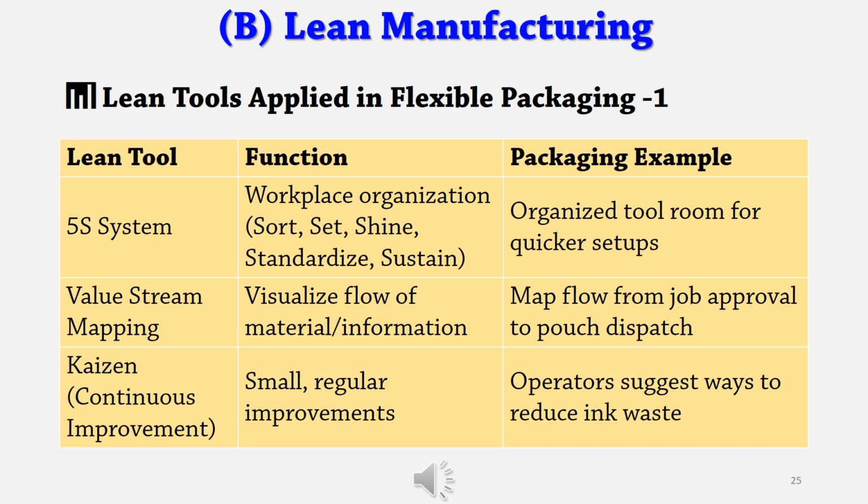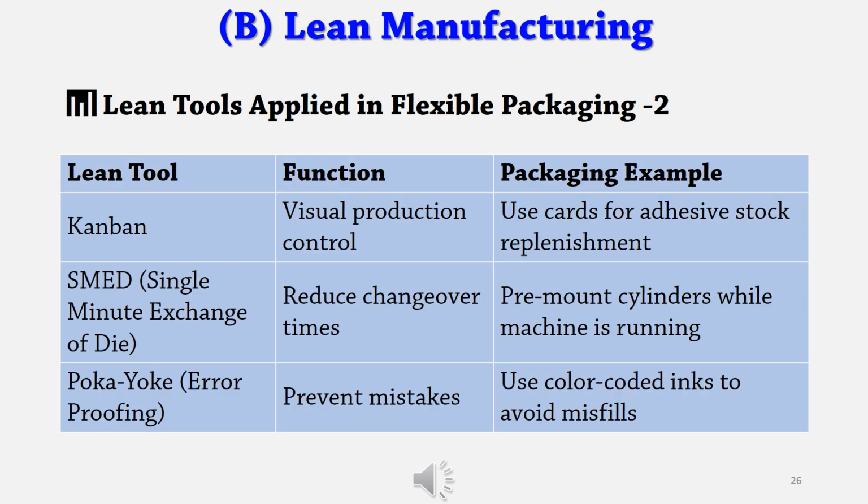So there are certain lean tools applied in flexible packaging like 5S system, that is workplace organization: sort, set, sign, standardize and sustain. Another lean tool is value stream mapping, Kaizen, that is continuous improvement. You can go through some more tools on the screen.